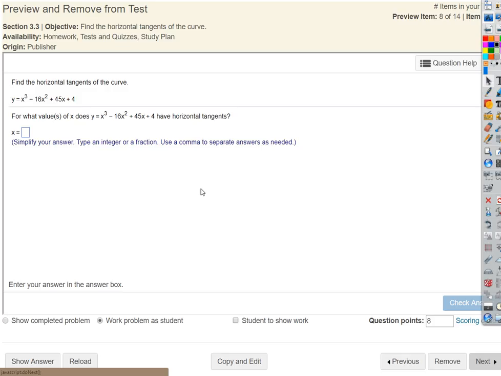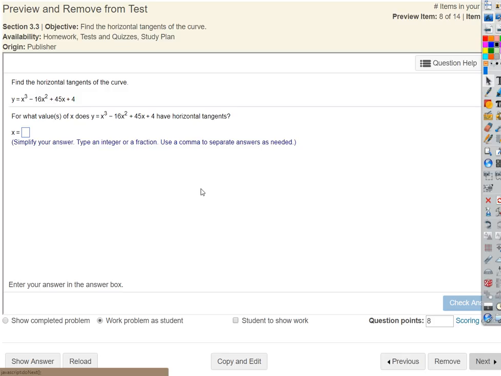What's unique about a horizontal tangent? Slope is 0. Okay, right. So remember that that's what a derivative function does, right? The value of the derivative equals the slope of the function. So we could find those how then? Yeah, good. Find the derivative and set it equal to 0.